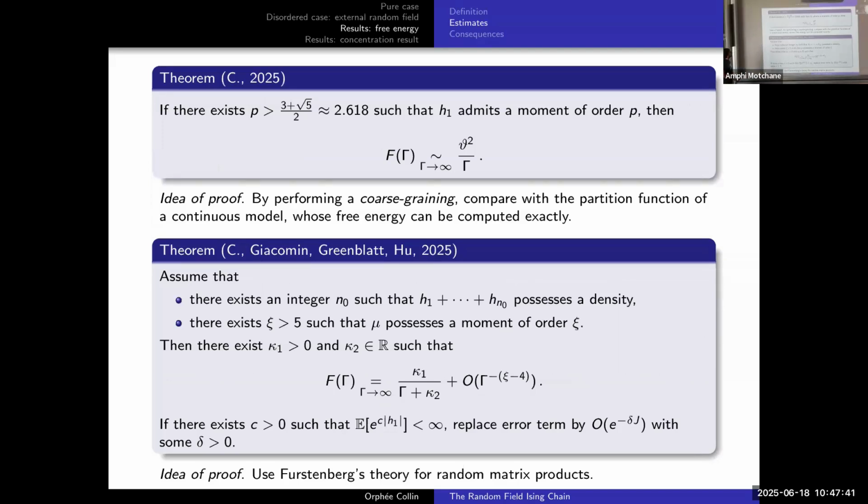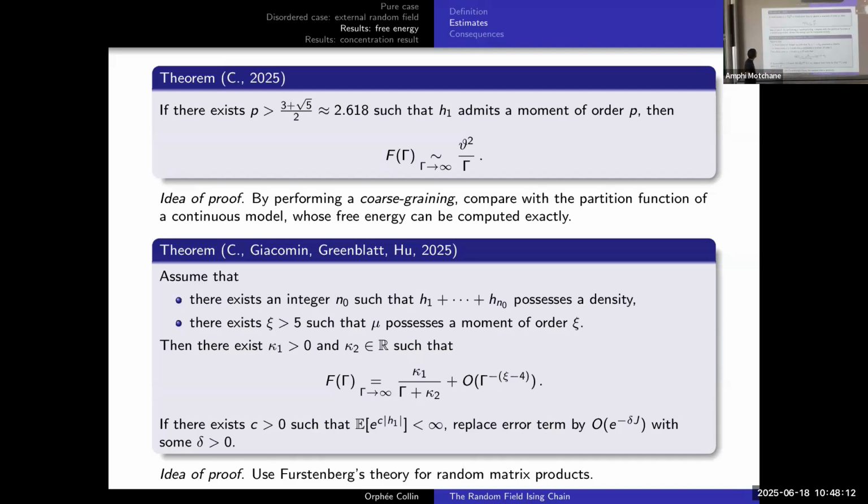The first one concerns the first order of gamma, but it has the weakest conditions with respect to the second one. So if you just admit that the disorder law has some moment of order p slightly larger than 2.6, then the first order is just the variance of the disorder divided by gamma.